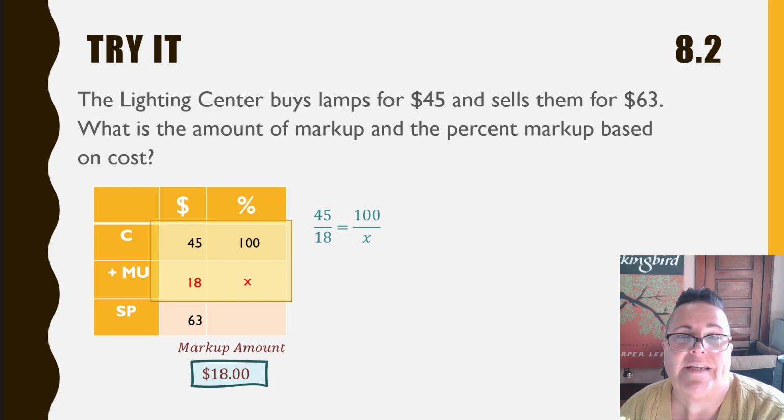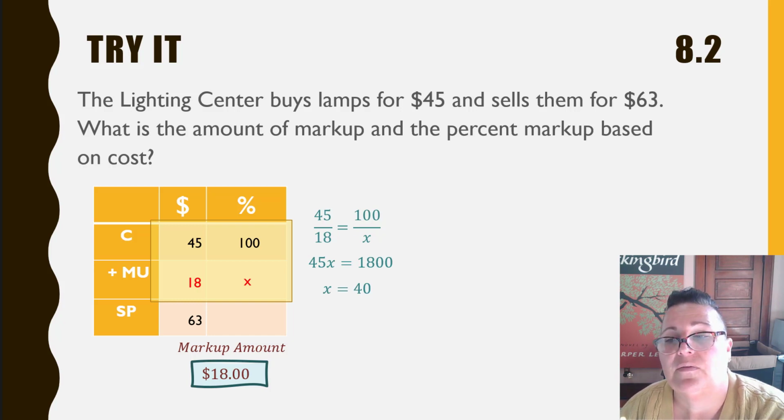This proportion now allows me to cross multiply. So I'll do 45 times X and 18 times 100. They have to be equal. So 45X is 1800. To isolate the X, I will divide both sides by 45, getting X is equal to 40. This would be 40%, right? Because that X is the percent markup, and that's the 40%. Now, that's the way to use the chart.